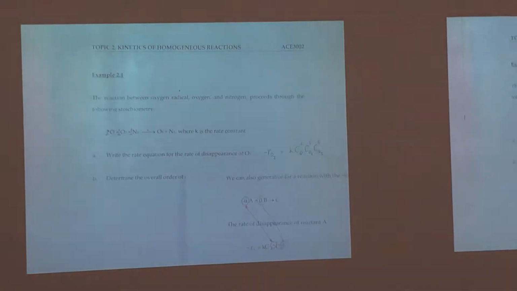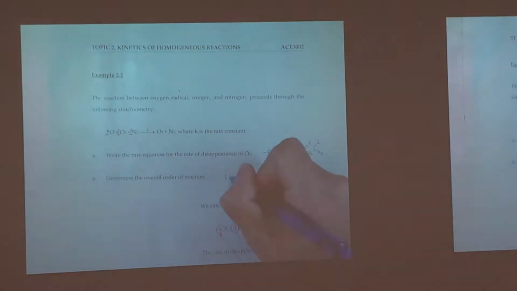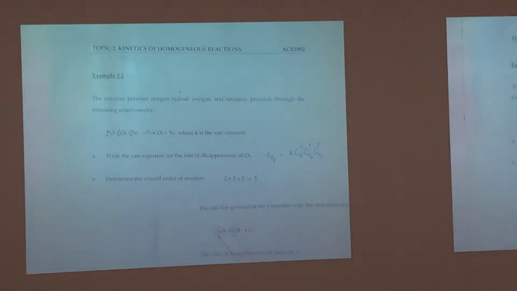So for now, what is the overall order of this reaction? Wow, this one is easy, right? 1 plus 1 plus 1 is 3. Even though in your exam sometimes you're so excited, 1 plus 1 plus 1 becomes 4, I don't know why. So basically this is a third-order reaction, 1 plus 1 plus 1.